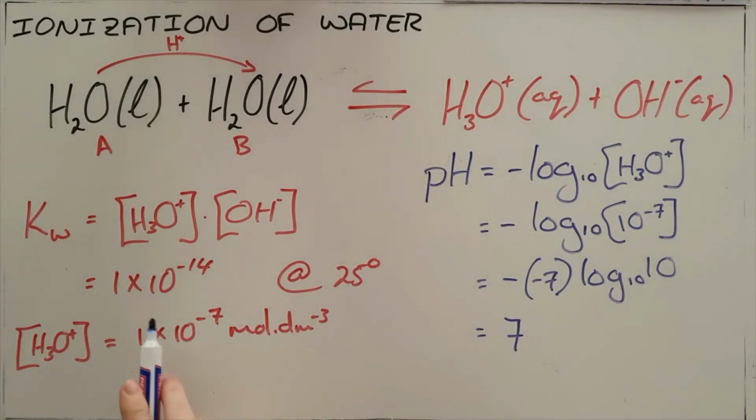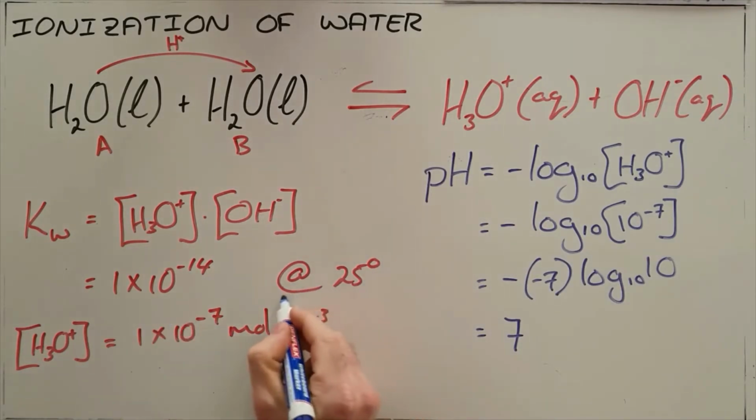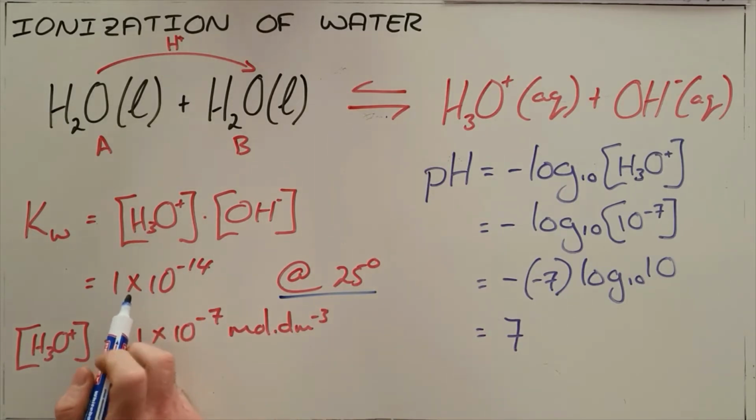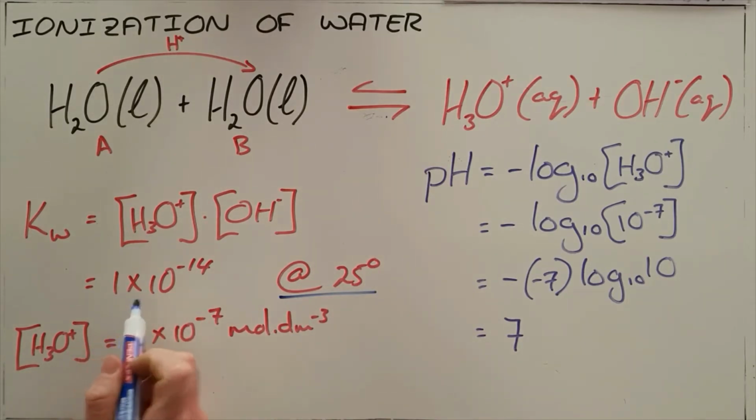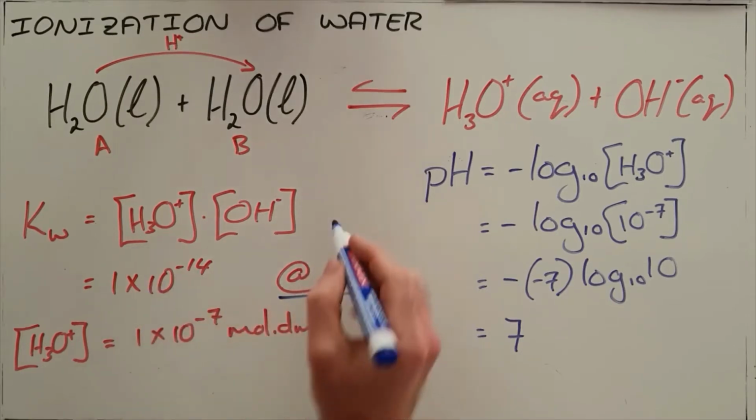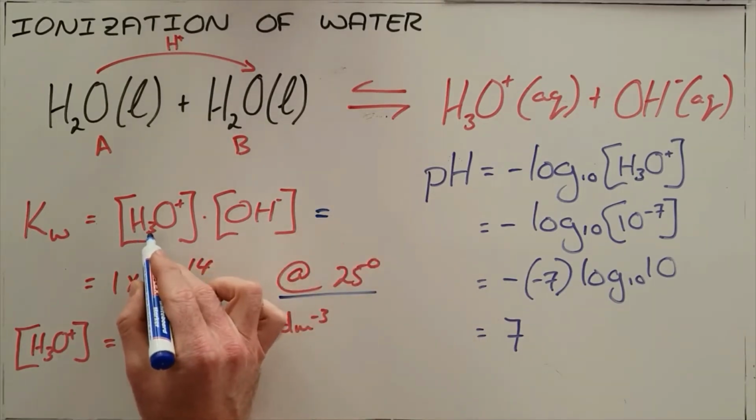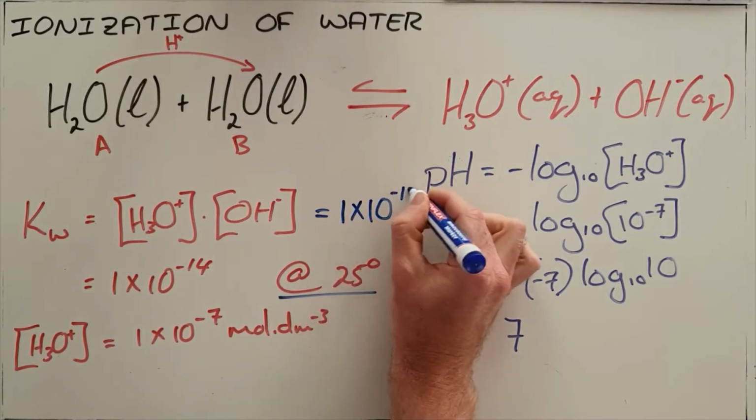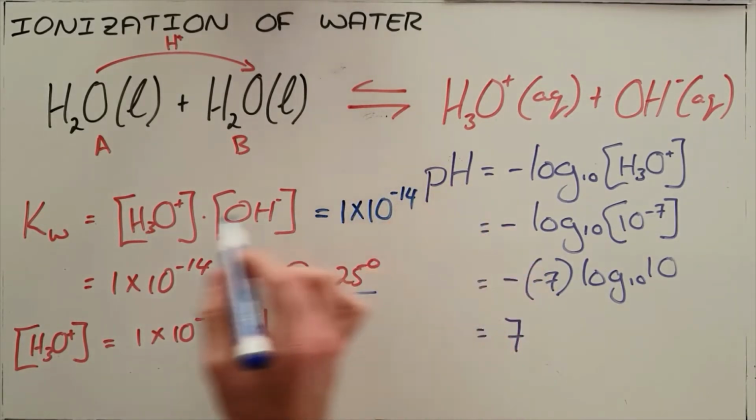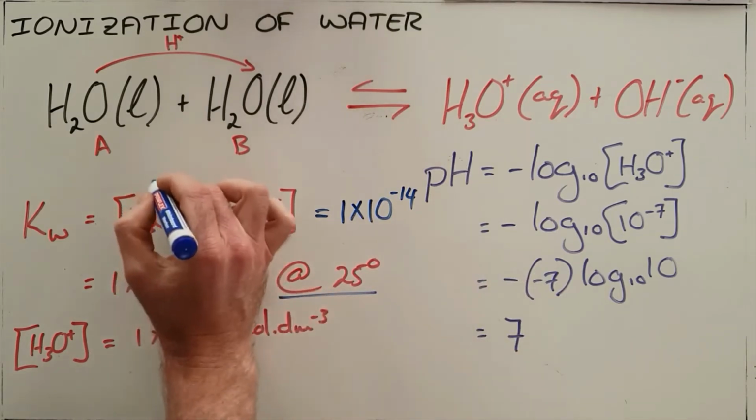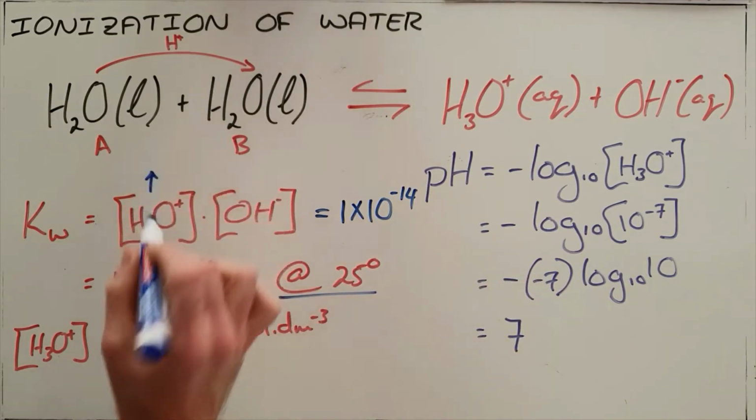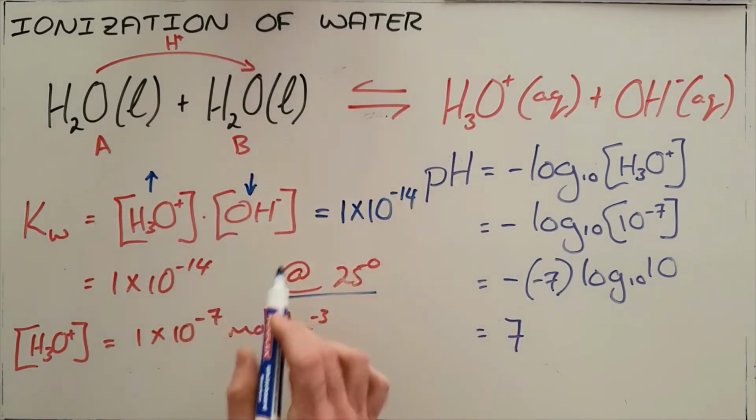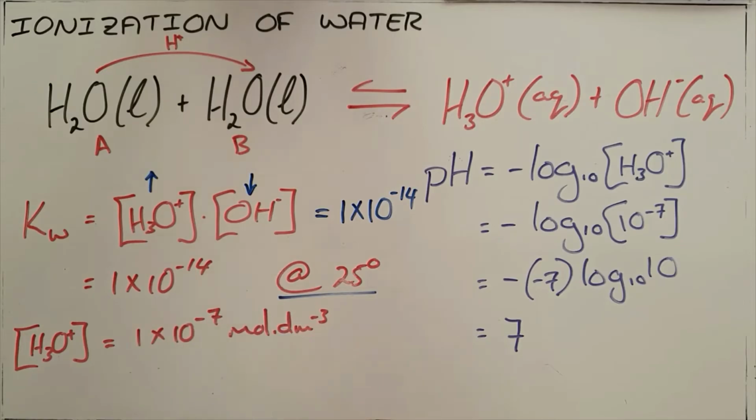Since this equilibrium constant is a constant at a specific temperature, we use this as an identity known as the ionic product of water. Because this identity, the concentration of hydronium multiplied by the concentration of hydroxide, is equal to 1 times 10 to the minus 14, we have an inverse proportion here, which allows us to determine that when the hydronium concentration increases, the hydroxide concentration would decrease, and vice versa.